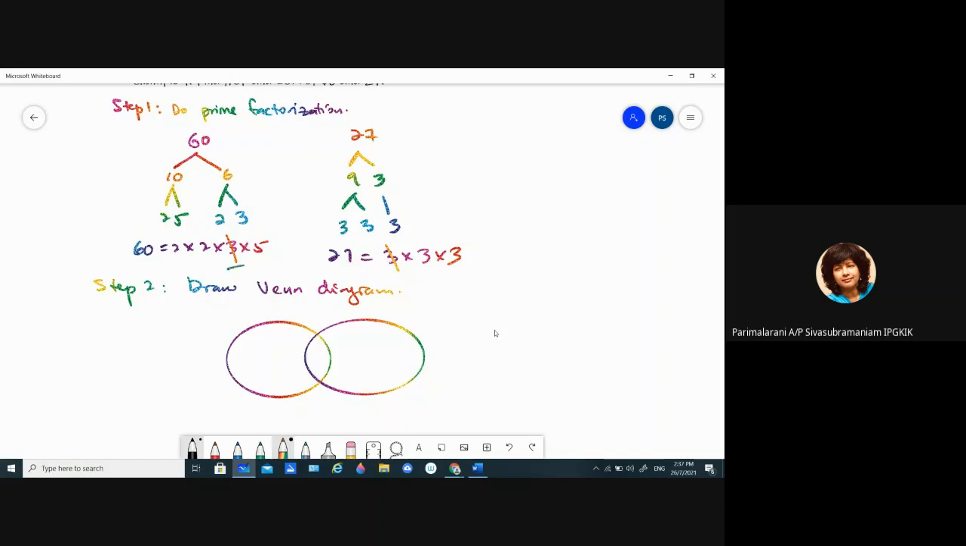Because these two numbers are overlapping, that means the factor is in both the numbers, so we put it in the overlapping space here, 3. There's only one number 3, okay? So we label both the circles. This is for 60 and this is for 27.